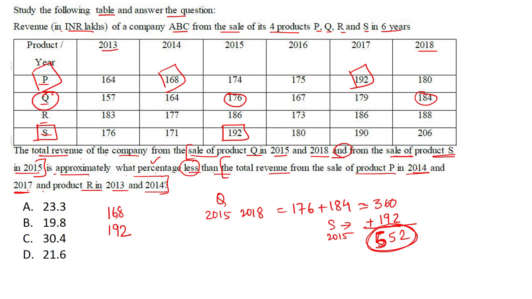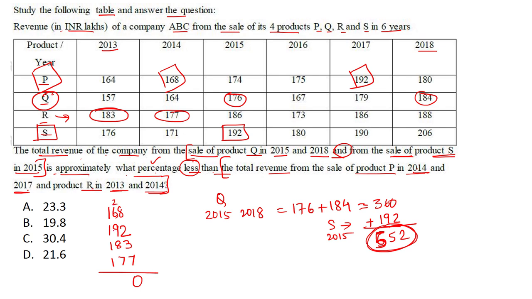2014 and 2017, and product R in 13 and 14. So product R in, say, 13 and 14. So that comes out to be 183 and 177. So when we add, 10 plus 10 is 20.